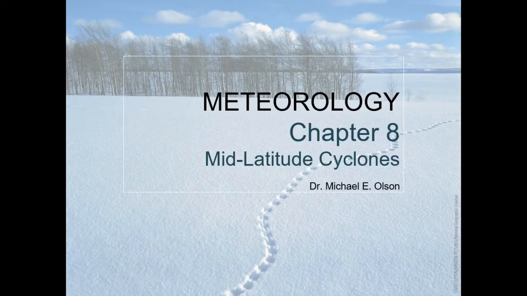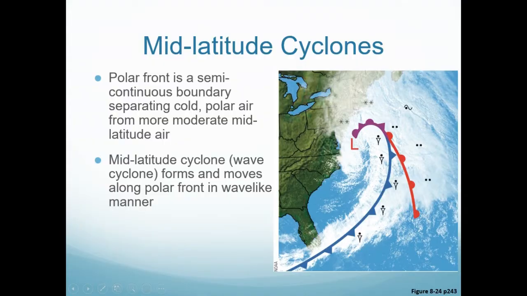We're going to finish our discussion on Chapter 8 on mid-latitude cyclones. Now, a mid-latitude cyclone is a large-scale storm that forms frequently over the continents. It's the source of the majority of our winter weather across the United States.